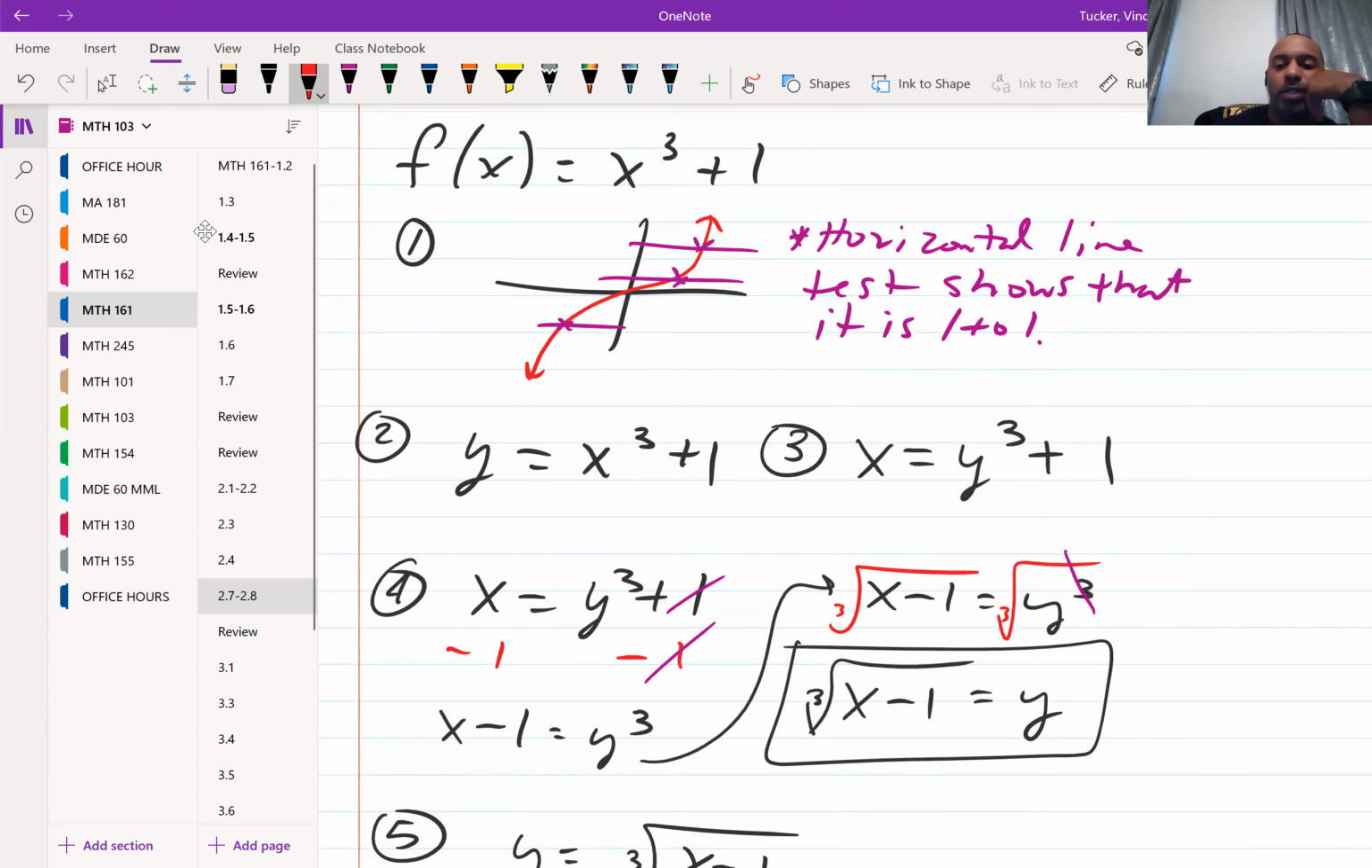Then step 4, we need to solve for y. Subtracting 1 from both sides gives me x minus 1 equal to y cubed. Then get the cube off of y by taking the cube root of both sides. And that gives me y equal to the cube root of x minus 1.